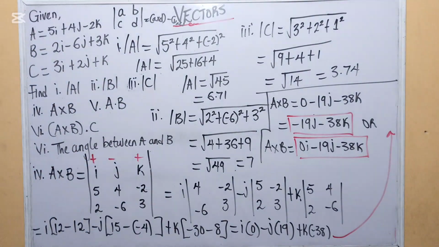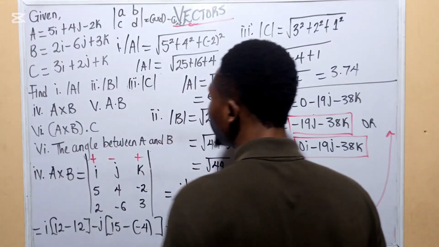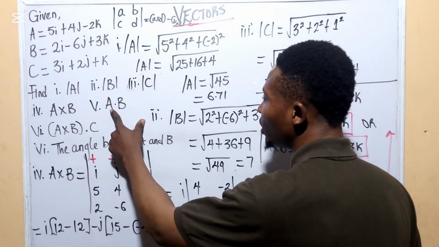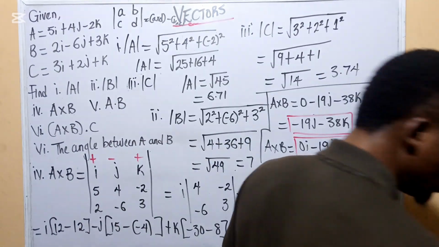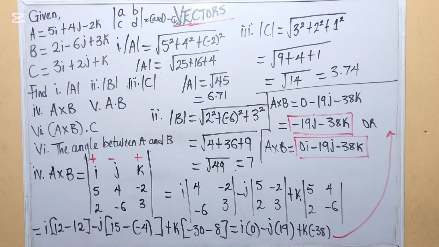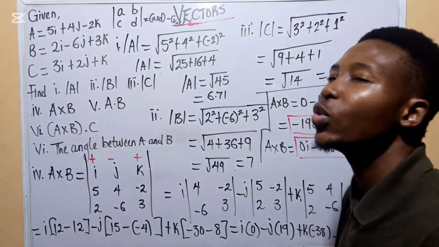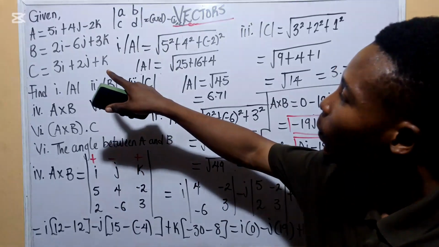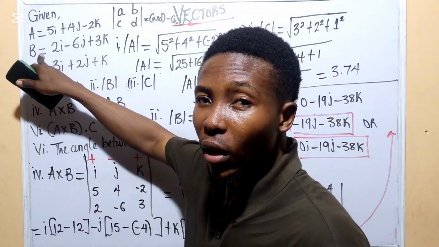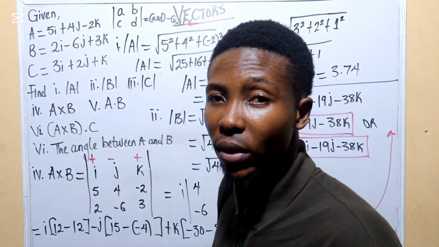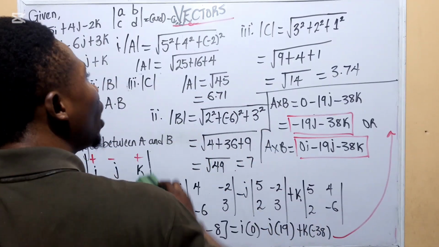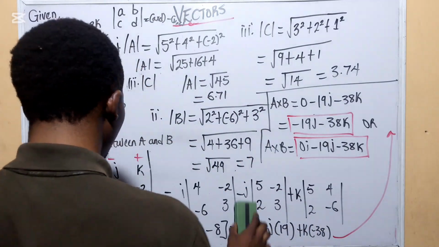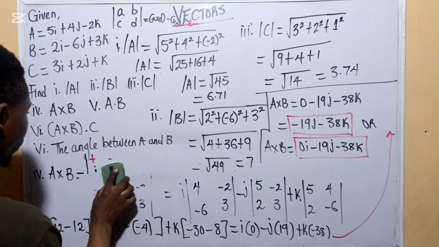Now, the next thing we're asked is to find the dot product between A and B. So for us to find the dot product between A and B, we are going to multiply the components of ijk to themselves. So what does that become?